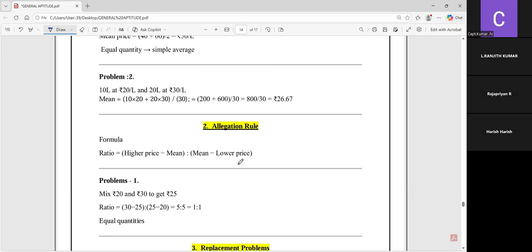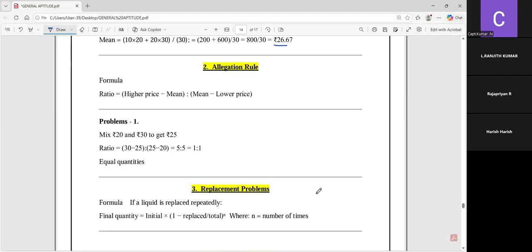10 liters at 20 rupees per liter, and 20 liters at 30 rupees per liter. So what is the mean? Step 1: how many components are there? That's the first. Go to another one.